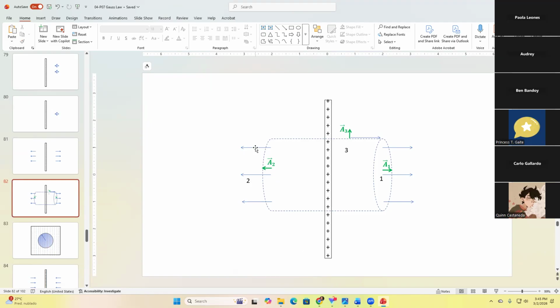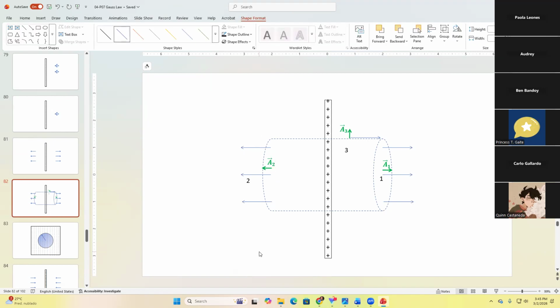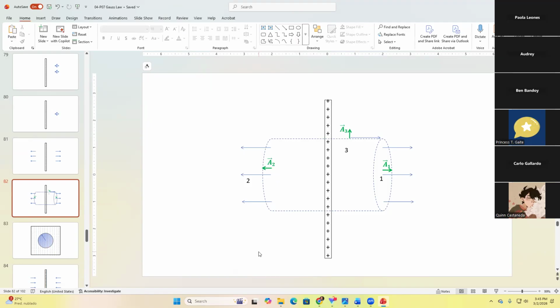Now take a look here. Those blue arrows are the electric field. Let me put another electric field here. Yeah, I already put it here, right? Surface 1, surface 2. Right? So now we are going to use a different type of surface to find out the electric field of this charge distribution.